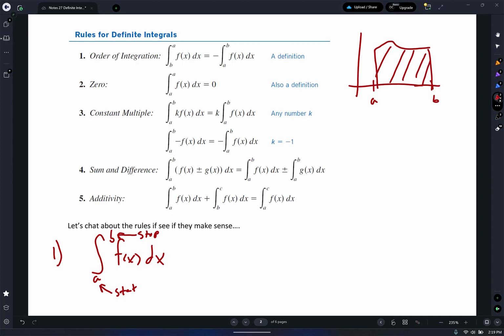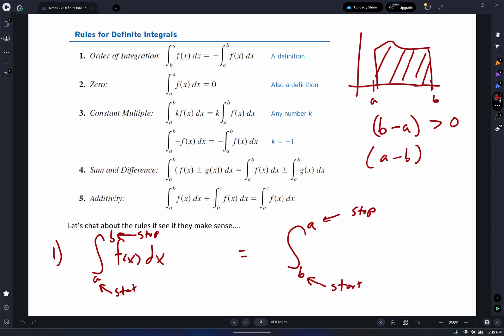If I reverse it, now I start at B and stop at A. And now look at this graph. Right now, B minus A is some positive number. Do you agree? But what if I reverse the order? What if I go A minus B? Will that be a positive number? No, that would be a negative number. Do you guys see that? So if I reverse the order of this integral, then I have to put a negative on the outside because now I'm counting backwards. Does that make sense to you guys?